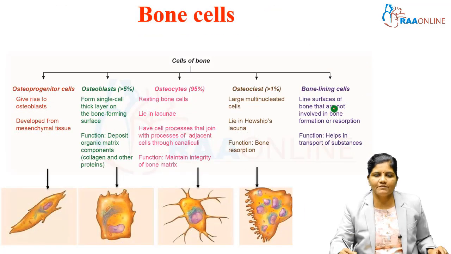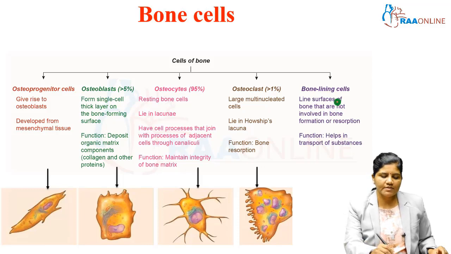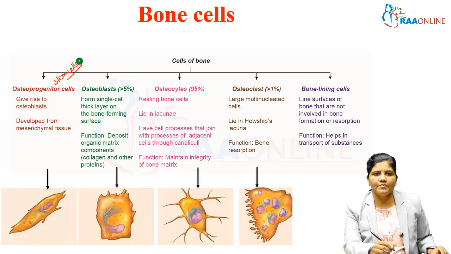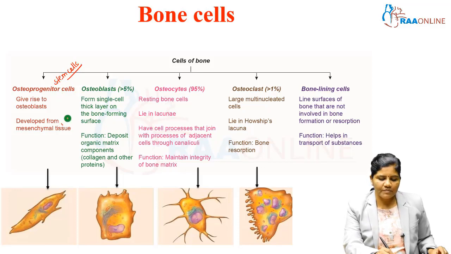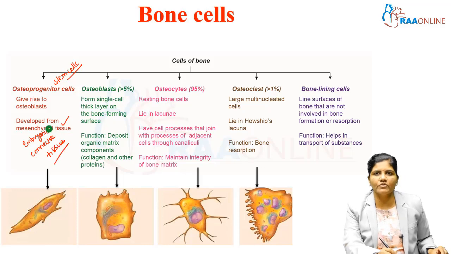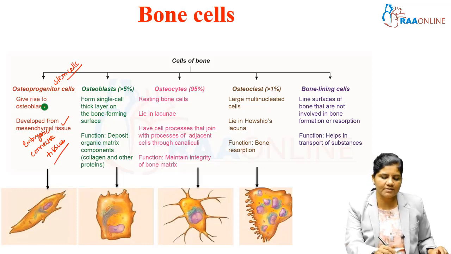Let's see the bone cells first. The osteoprogenitor cells are otherwise known as stem cells. These are the precursors of other bone cells. These are developed from the mesenchymal tissue, which is nothing but an embryonic connective tissue. So from the embryonic connective tissue, the stem cells are developed. The main function of these osteoprogenitor cells is that they give rise to osteoblasts.